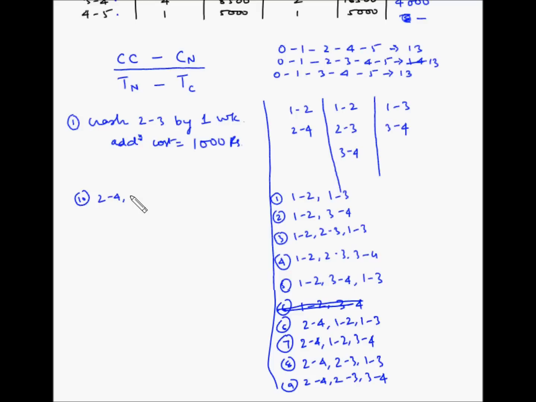So 2-4, 3-4, 1-3, and the next is 2-4, 3-4 and 3-4, which is again 2-4 and 3-4. So 2-4, 3-4.